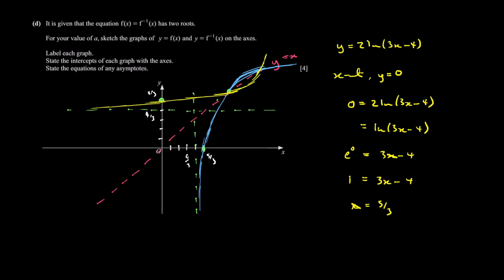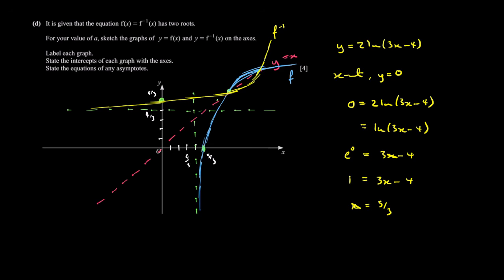So hopefully what you can see is that the yellow and the blue are reflections in the line y equals x, and we can see that they intersect each other at 2 points, and those intersection points have got to be along the line y equals x. So I think that should be your full graph.